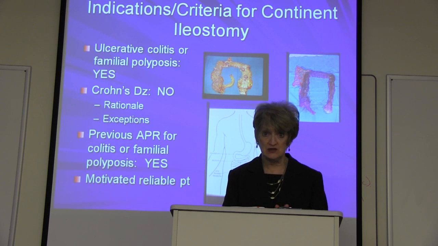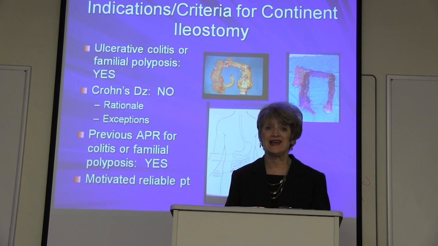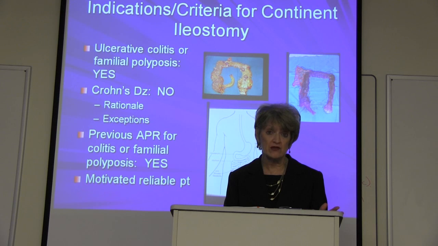The one exception to this rule is a patient who has had Crohn's colitis, but no small bowel involvement. And they've been stable for a number of years, no small bowel involvement for a number of years. In that case, many surgeons will go ahead, they will do a continent ileostomy, but they will make sure up front that the patient is aware that they have a higher risk for pouch failure due to recurrence of the Crohn's disease.